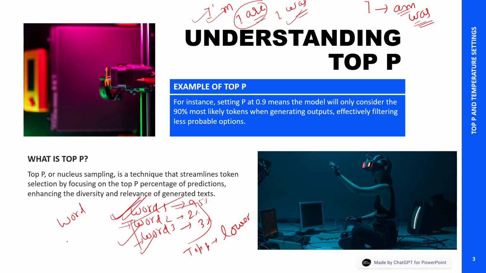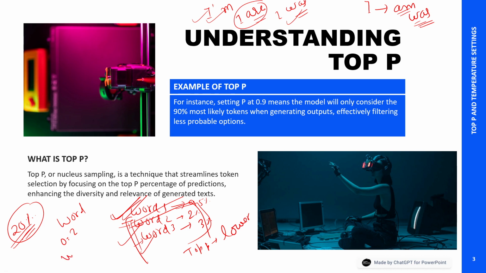Suppose I want to set it to 0.2, right? So at 0.2, it will take the 20% of words with the highest probability that I have seen throughout the training material, the probable words which come after this particular word. Then it will consider only those 20% words. It will not consider the rest of the words. I have taken only two or three words just for the sake of example. There are lakhs of tokens, millions of tokens after one word, right?